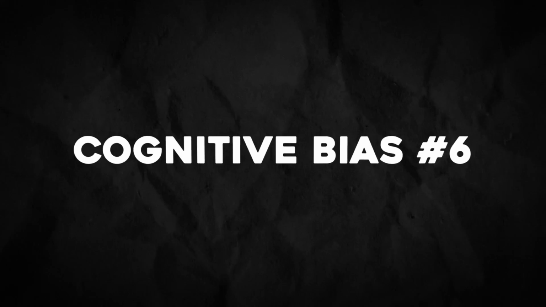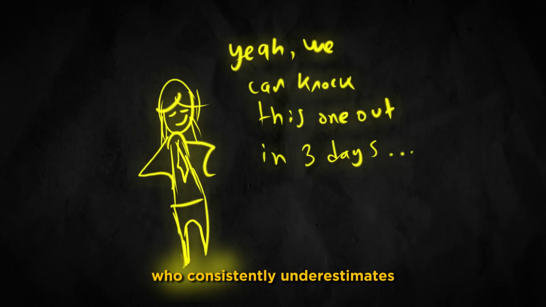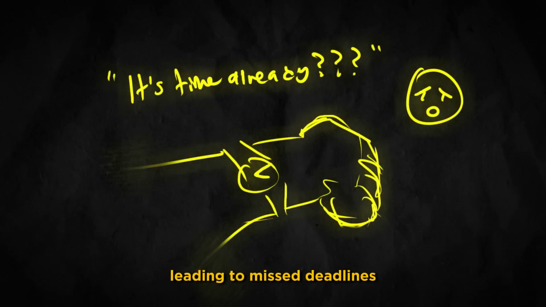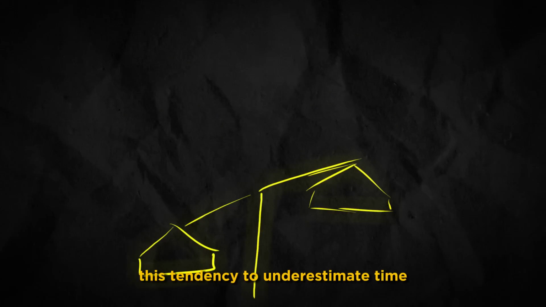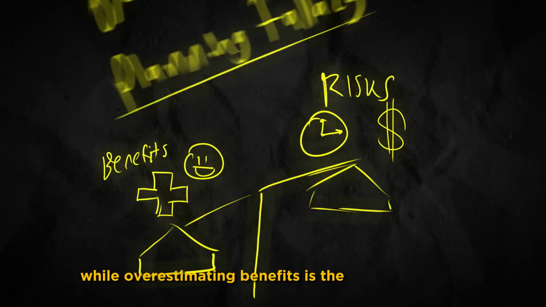Planning fallacy. Meet Maria, a project manager who consistently underestimates the time needed for her team to complete a project, leading to missed deadlines. This tendency to underestimate time, costs, and risks while overestimating benefits is the planning fallacy.